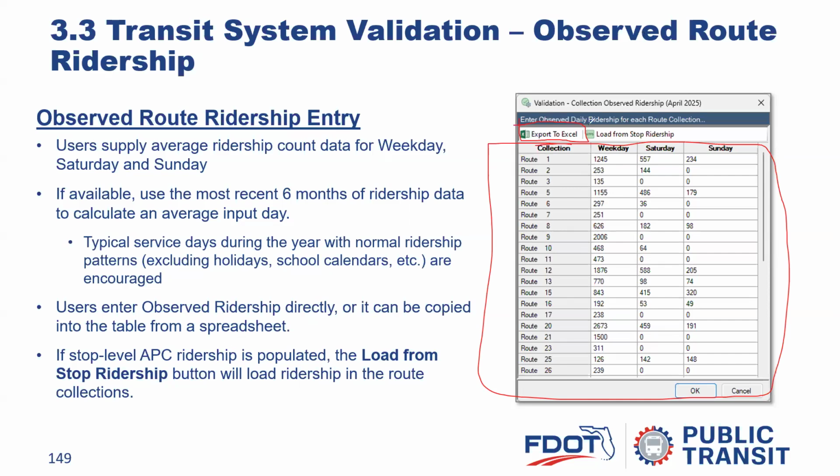Notice that you also have this load from stop ridership. So if you have APC data in your transit system, in your base scenario, you can load and fill this out directly from the APC data. That takes the compiling away, and it will just automatically aggregate your APC data into all these levels. So you don't really even have to fill this out mechanically. You can just click this button and it fills it out. So that's one of the benefits of having your stop level APC data in your transit system.